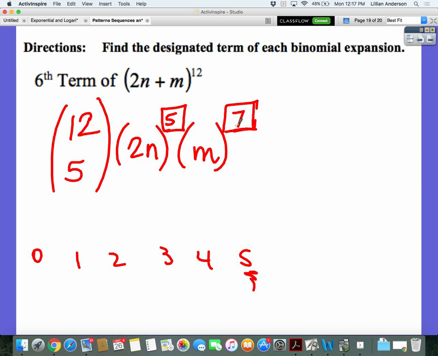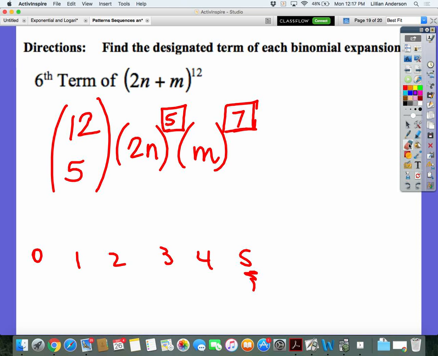All right, but in all honesty, this one actually should be the other way around. It should be 7 and then 5, because if this is my 5th term, remember the first variable is decreasing. So this starts at 12, to the 11th, to the 10th, to the 9th, to the 8th, to the 7th power for that variable. And then we just plug it in.